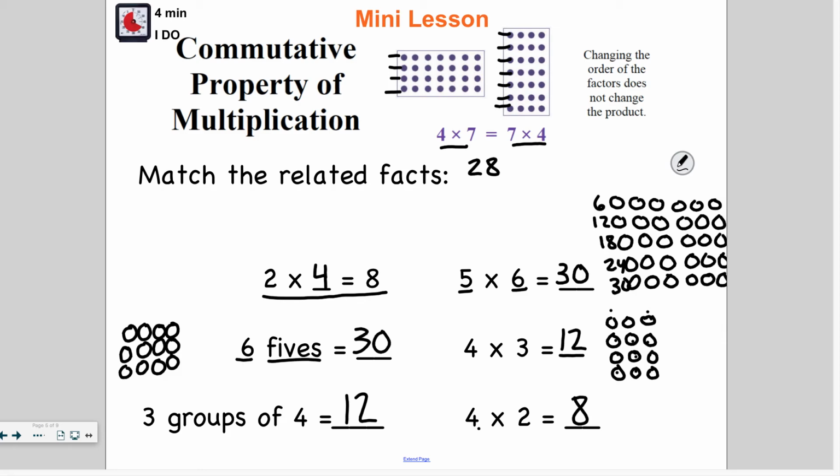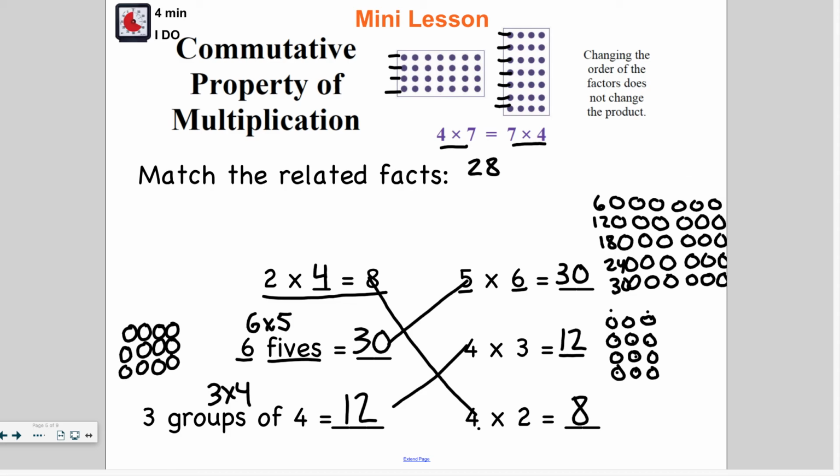So now that we've filled in the missing factors and products, let's match these facts. But like I just said, 4 times 2 and 2 times 4 both equal 8. So those are related facts. What other related facts do you see? 5 times 6 and 6 fives, or 6 times 5. And what's the last related fact? 4 times 3 and 3 times 4, because 3 groups of 4 is the same thing as 3 times 4.